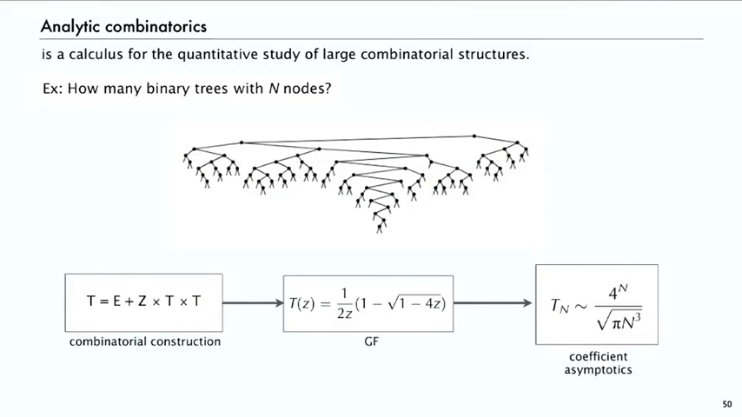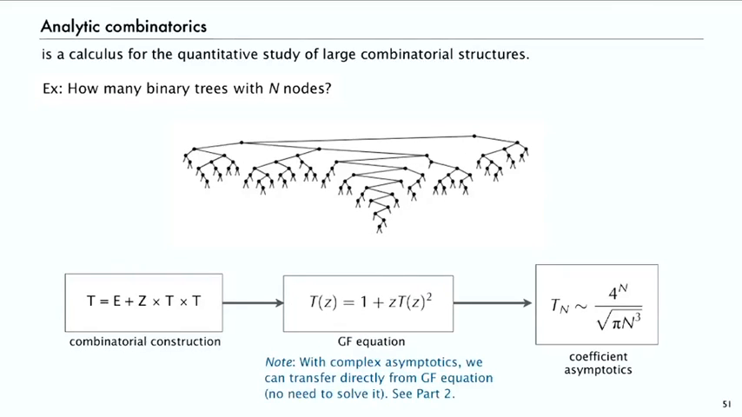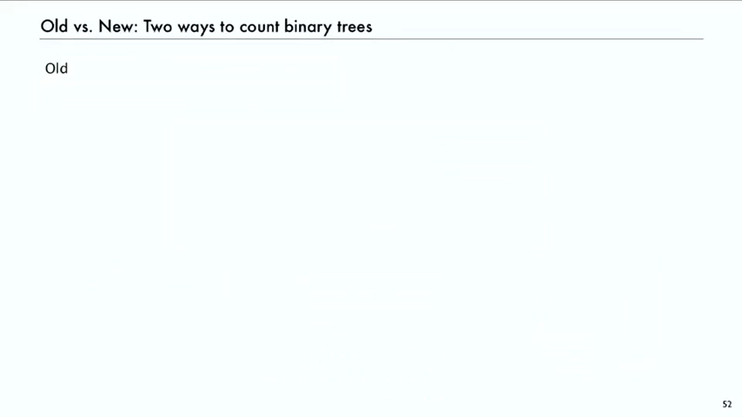Always going through the same kind of process where we have a construction that translates to a generating function that translates to coefficient asymptotics. Actually, with complex asymptotics, we don't even have to solve explicitly for the generating function often. Merely the form of the equation is going to give a generating function that is going to give a transfer theorem that gives us the coefficient asymptotics immediately.